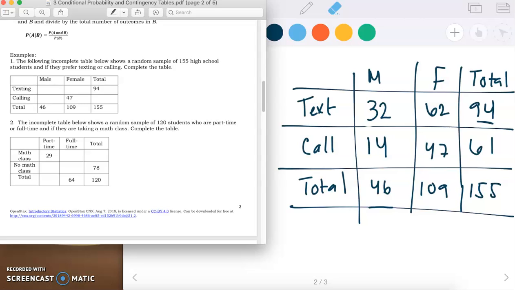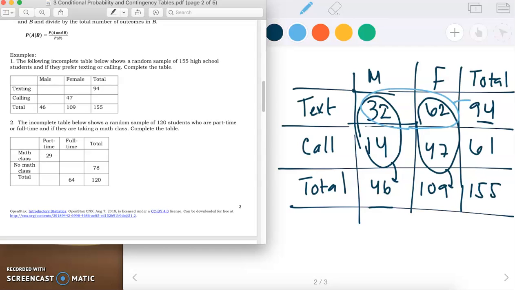You know that these two, oops, I did not mean to erase that. These two need to add up to this. These two need to add up to this. Then we have these two need to add up to this. These two need to add up here. And then lastly, this column needs to add up here. And these two need to add up there. So that's how you fill it in, okay?